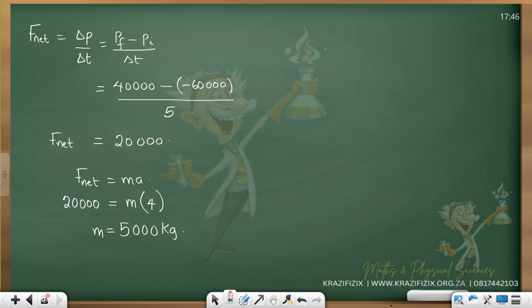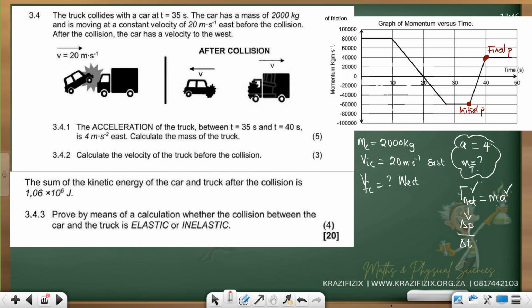So always analyze and ask yourself, what is it that I have? That's why, if I want to do any physics question, I always make a list. That list will always guide me to say, okay, this is what I have, this is what I need, this is the formula, and this is the way. With this now, we can calculate the velocity of the truck before the collision.